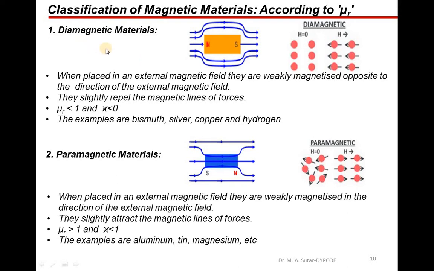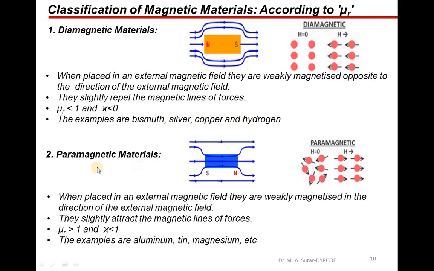This is the material as a diamagnetic material, where the magnetic lines of forces are deviating away. In this case, relative permeability is less than 1 and the susceptibility is negative, that is less than 0. Diamagnetic materials are bismuth, silver, copper, hydrogen, etc.